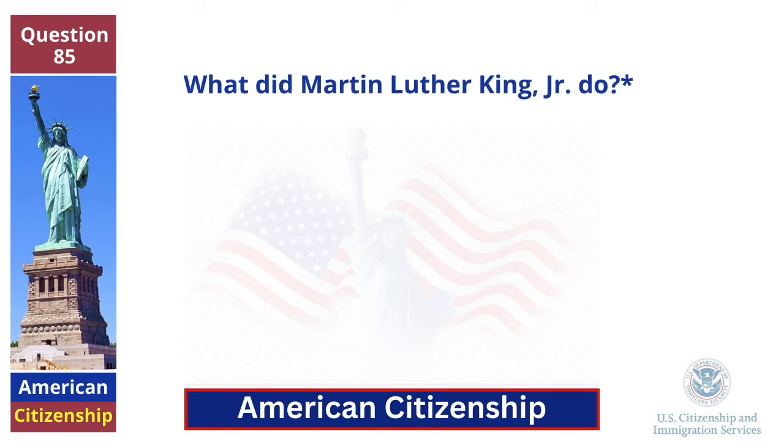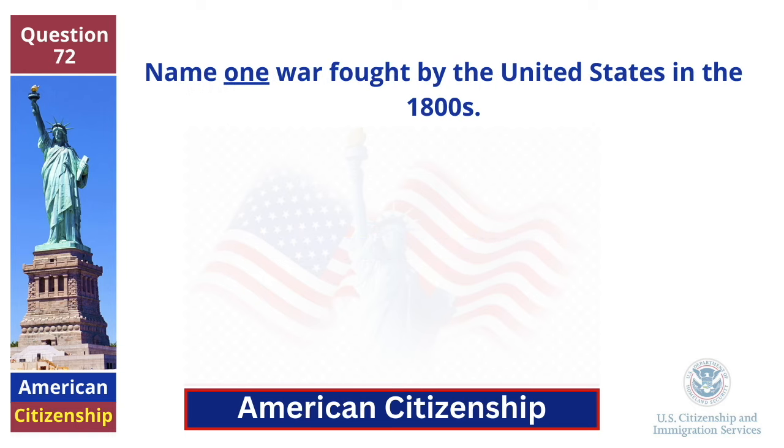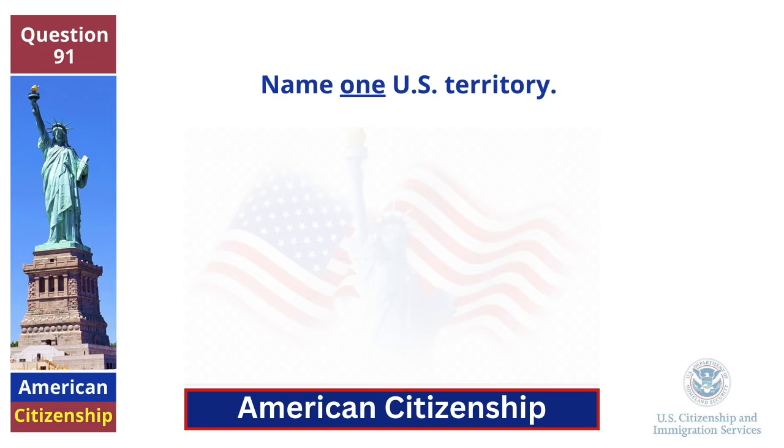What did Martin Luther King Jr. do? Fought for civil rights. Name one war fought by the United States in the 1800s. Civil War. Name one U.S. territory. Guam.